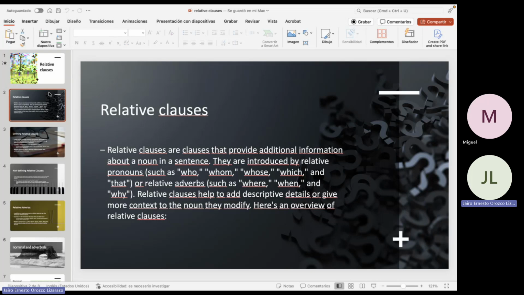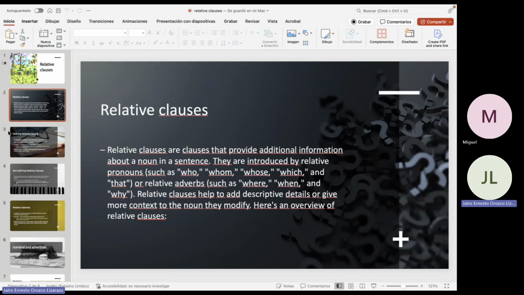Okay. So in Spanish, we also use the WH questions, qué, dónde, cuándo, cómo, in order to join two sentences. For example, in Spanish, we say, la ciudad a donde yo voy es muy bonita, right? We use donde to join two different sentences, okay? So relative clauses are clauses that provide additional information about a noun in a sentence. They are introduced by relative pronouns such as who, whom, whose, which, and that, or relative adverbs such as where, when, and why. Usually WH questions, right? So relative clauses add descriptive details or give more context to the noun they modify.